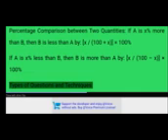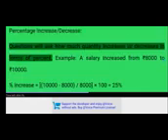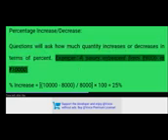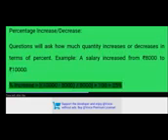Types of questions and techniques. Percentage increase or decrease. Questions will ask how much a quantity increases or decreases in terms of percent. Example, the salary increased from 8,000 rupees to 10,000 rupees. Percent increase equals 2,000/8,000 times 100 equals 25%.